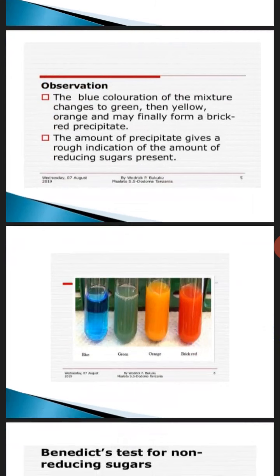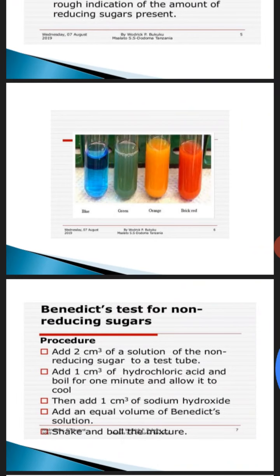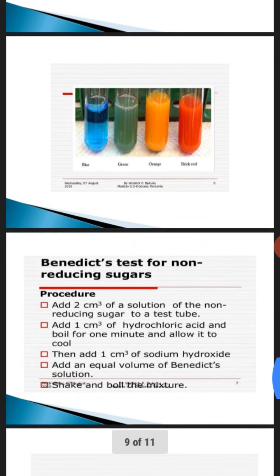Now the Benedict test for non-reducing sugars. For non-reducing sugars, the procedure is that we take 2 ml of the solution of the non-reducing sugar, or 2 ml of the unknown solution, in a test tube, and then you add 1 ml of hydrochloric acid, boil for 1 minute and allow it to cool.